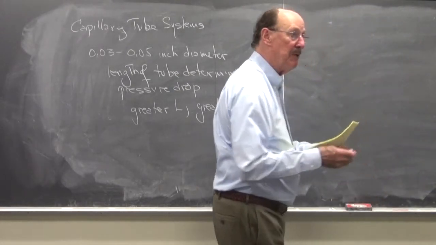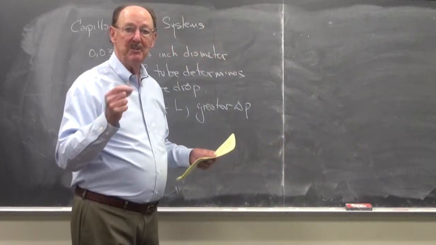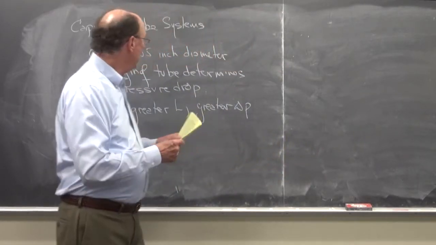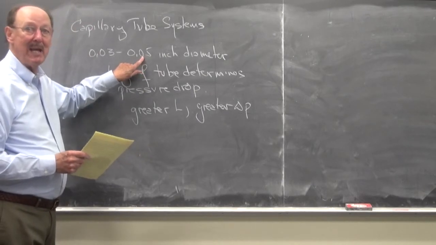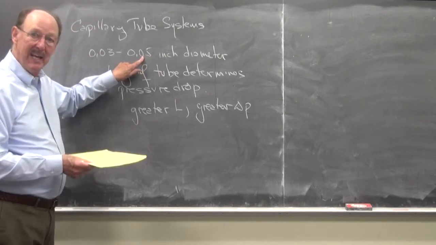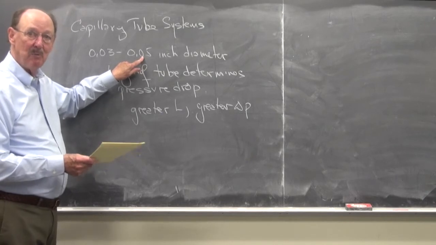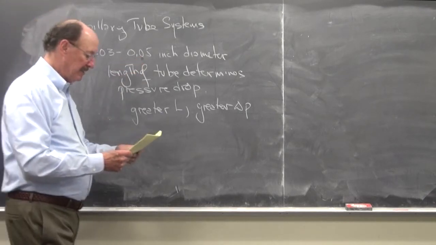And I'll draw a sketch, but one of the problems with the capillary tube is we can't have any vapor form in it. It's a little diameter. So you don't want any vapor forming. If you do, that blocks the refrigerant flow. So then you have no refrigeration going on, no refrigerating effect going on effectively.